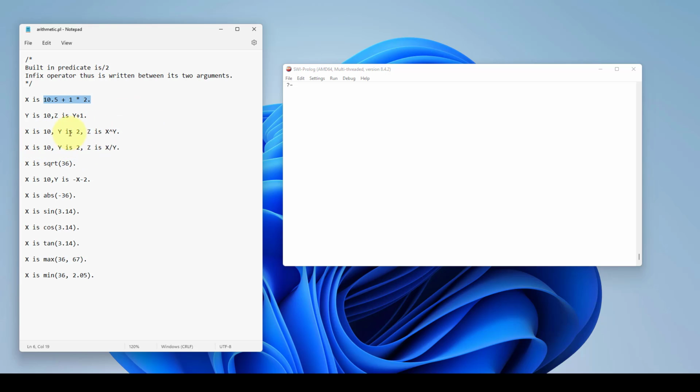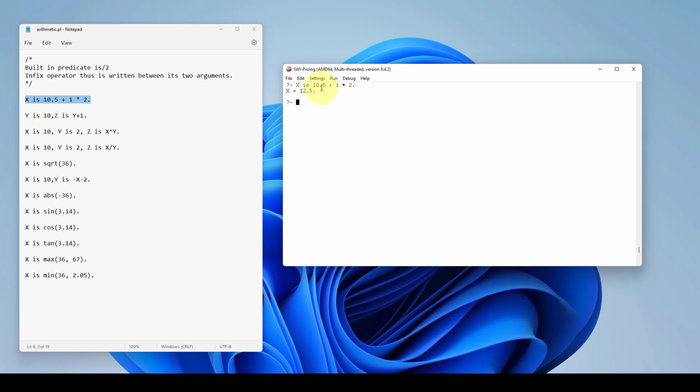We can also have a number of is predicates within the same clause. So we have one there, and another one here. Let's run the first one and see what it does. Enter. And we can see we've returned a result of X equals 12.